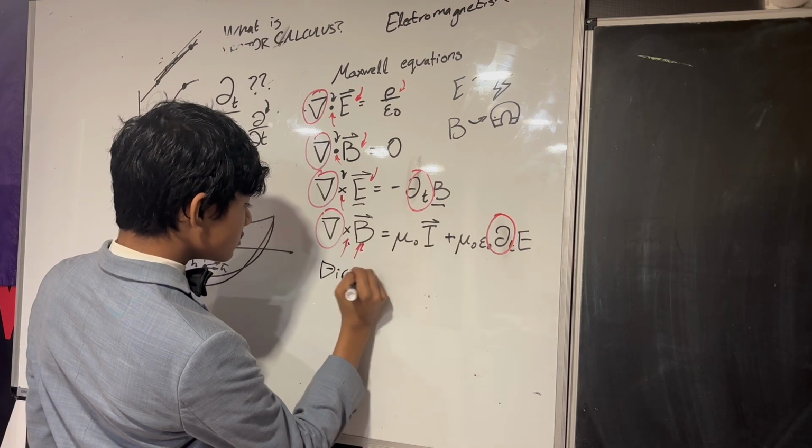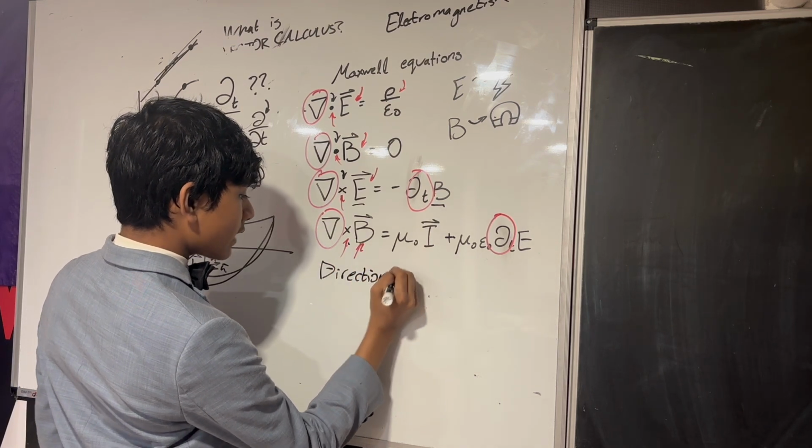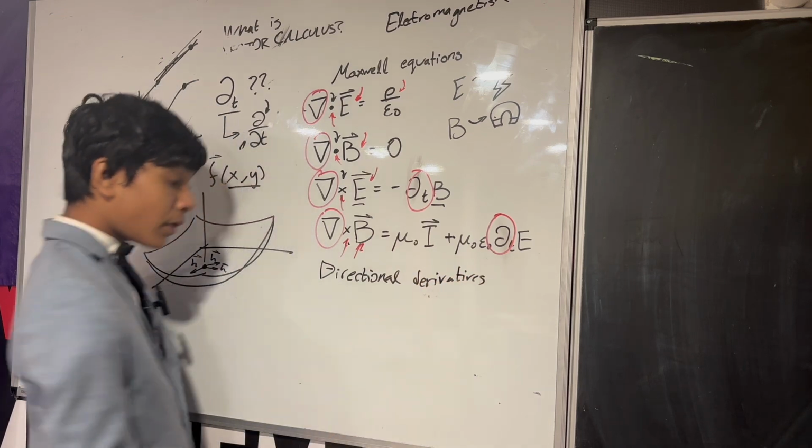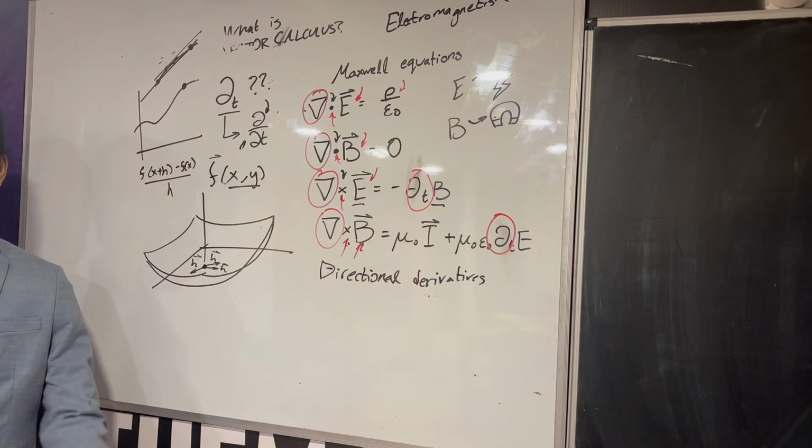The full solution to that is called directional derivatives, and I don't think we'll need to get to that in this course, but the partial solution to that is called a partial derivative.